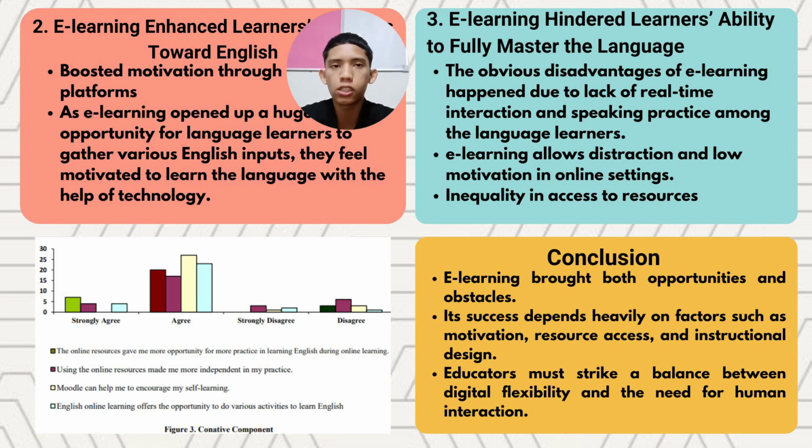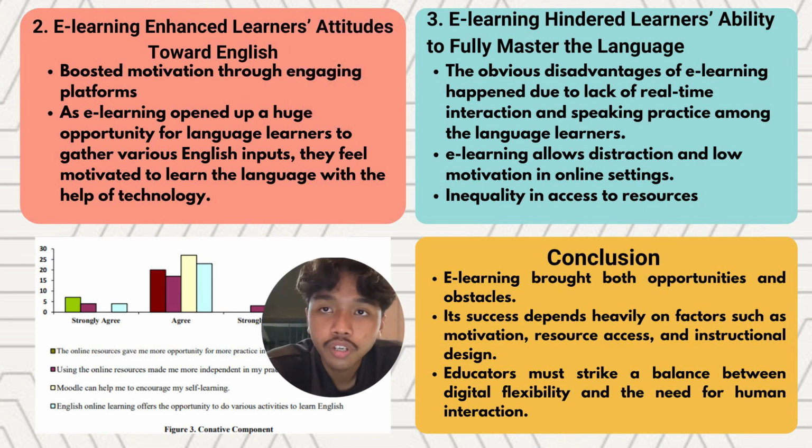These drawbacks show us that while technology is a powerful tool, it cannot fully replace human interaction and equal access to resources. Therefore, educators and institutions should try to find ways to overcome these challenges and support students in mastering the language more efficiently. So for the conclusion of our ARP, e-learning brought both opportunities and obstacles towards English learners around the world. Its success depends heavily on factors such as motivation, resource access, and instructional design.